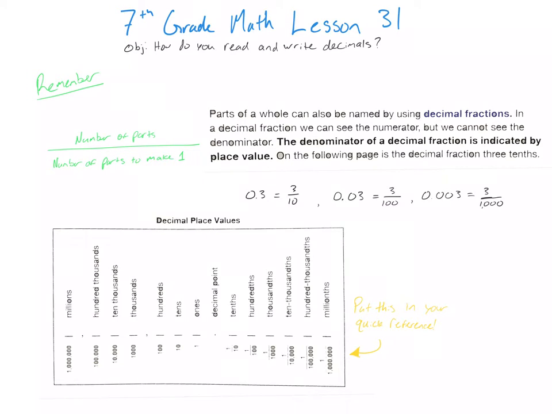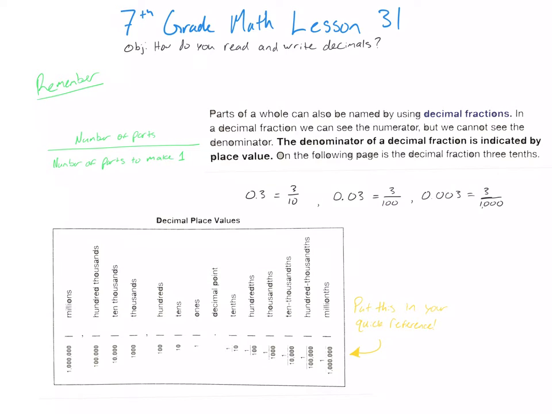This is lesson 31. Our objective is how do you read and write decimals? First of all, let's remember, in working with fractions, the top number tells you the number of parts or how many that you have, whereas the bottom number tells you how many parts there are in a whole, or how many parts it makes to make one of them.